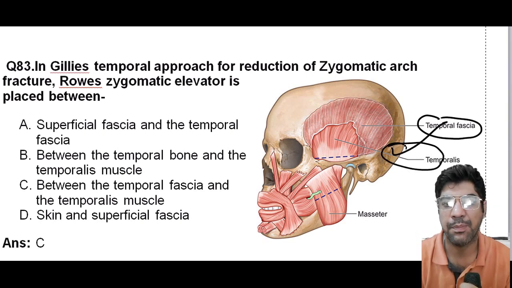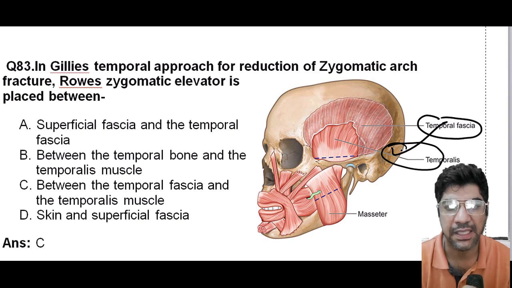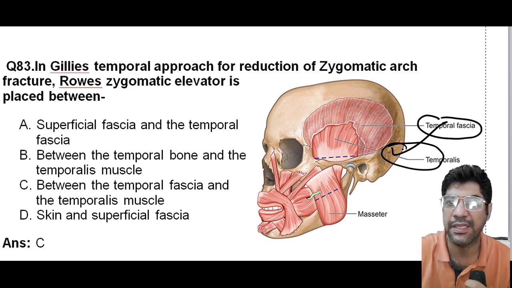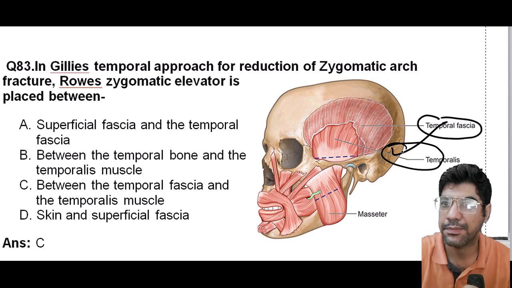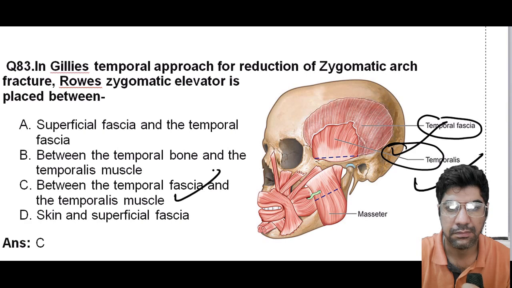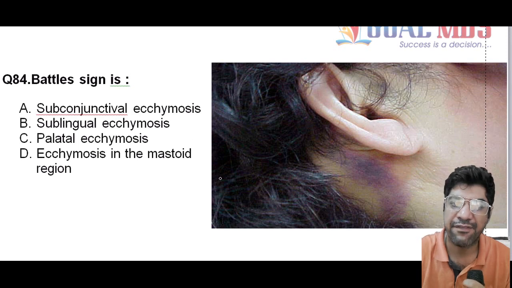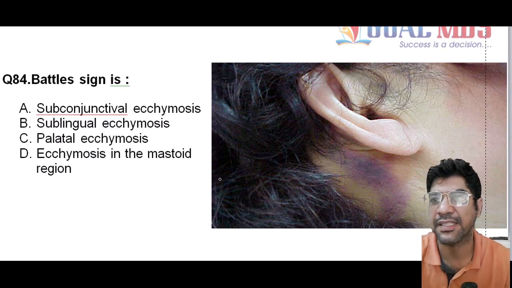So in the Gillies temporal approach for the reduction of zygomatic arch fracture, a Rowe forceps is placed between the temporal fascia and the temporalis muscle. So this surgical approach allows for access to the fractured zygomatic arch and facilitates its reduction. The temporal fascia is incised and the instrument is inserted beneath the zygomatic arch, separating the fascia from the temporalis muscle to reach the fracture site.